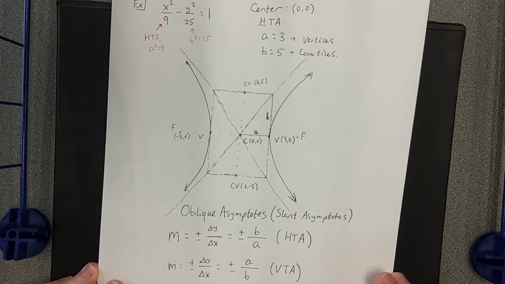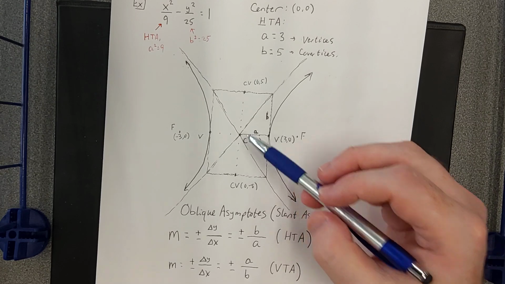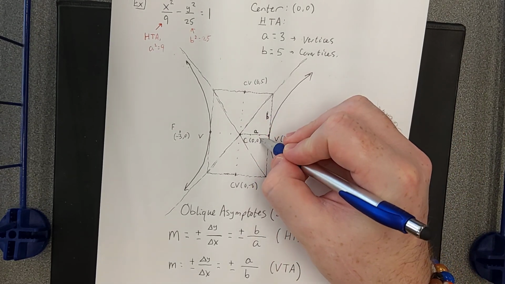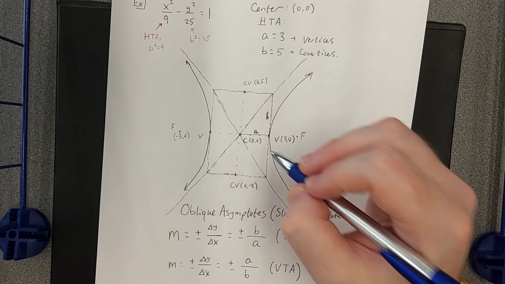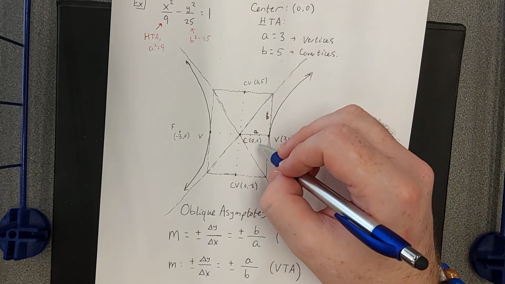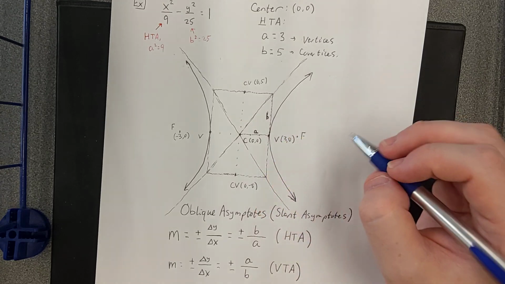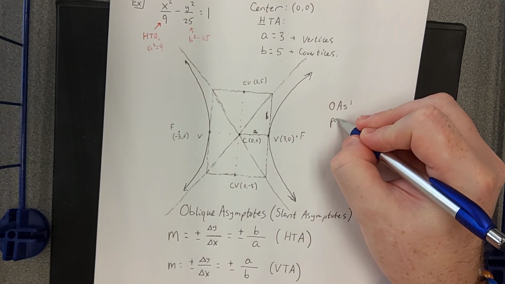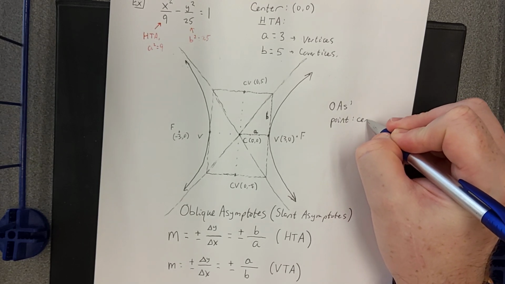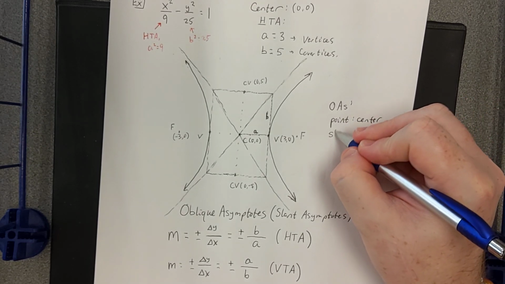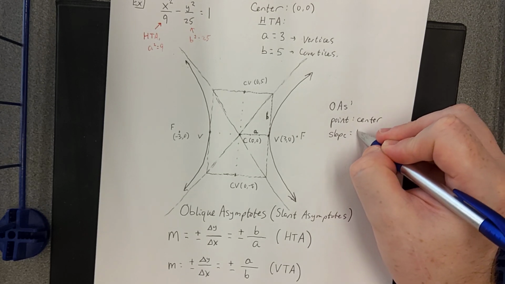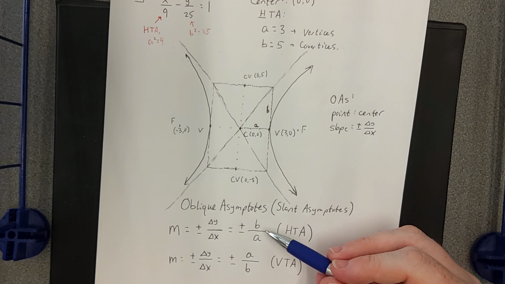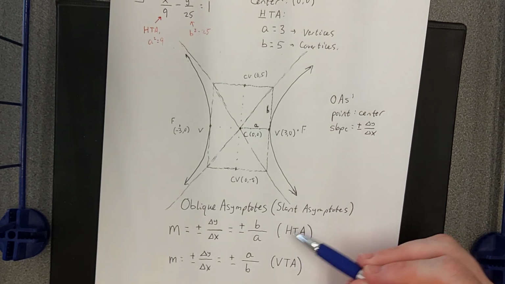So the important thing about your asymptotes is the asymptotes are defined in terms of a slope and a point. The one point that is common to both of the asymptotes, it will always pass through the center. Not necessarily the origin, but the center. So when it comes to your oblique asymptotes, the point on both of these is going to be the center, and the slope is going to be equal to plus or minus change in y over the change in x. Maybe it's b over a, maybe it's a over b. It depends on the orientation.